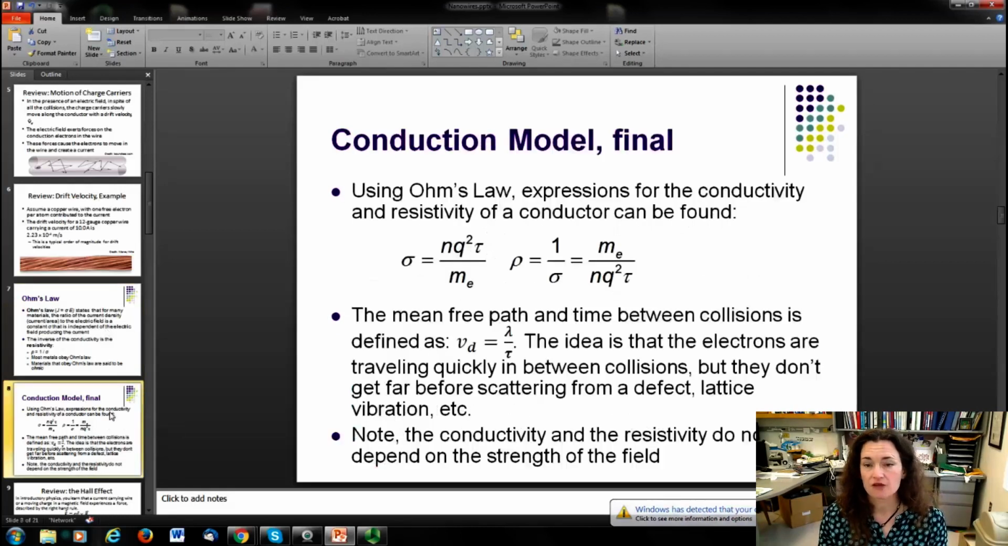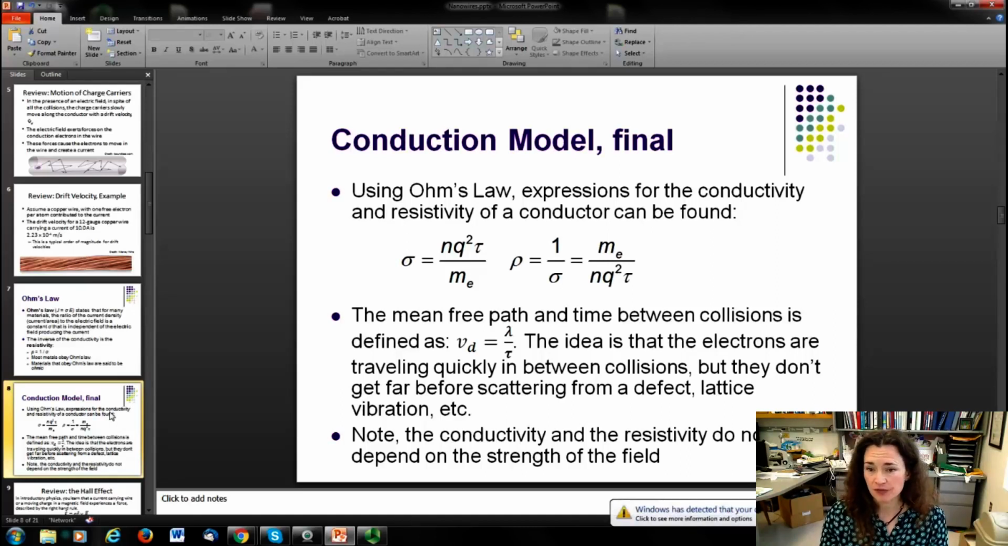If you use Ohm's law and go with the classical model of conduction, then you can come up with a couple of expressions for your conductivity and your resistivity. Your conductivity expression then turns out to be N times q squared times tau divided by the mass of an electron. And of course, the resistivity is 1 over that. Now remember, N is the number of conduction electrons per unit volume. q is going to be the charge of your charge carrier, usually e, 1.602 times 10 to the minus 19 coulombs. Tau is the average time between collisions, and m is the mass of an electron, 9.11 times 10 to the minus 31 kilograms when your charge carrier is an electron.